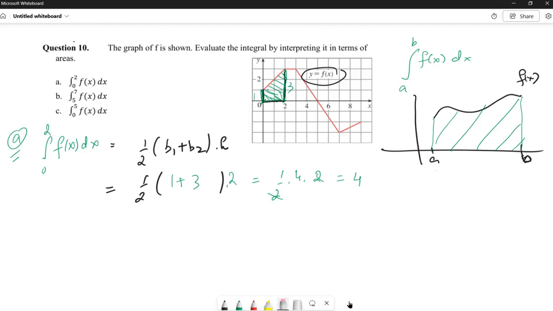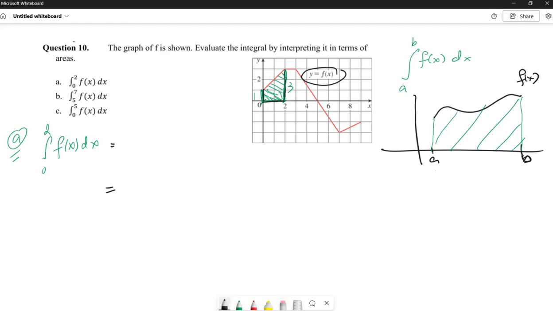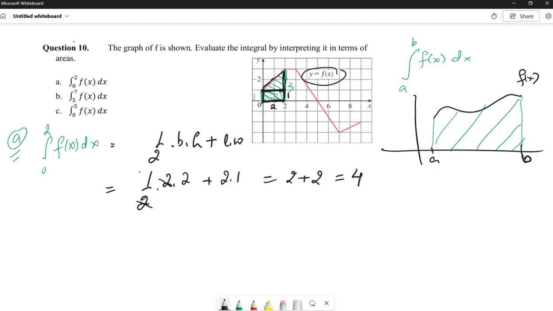Sometimes what happens is students don't remember the trapezoidal area formula. So you can also say I need to find this area. Even if I find the area of the triangle, which is half base times height, so half base 2 times height 2, plus the area of the rectangle, which is 2 times 1, length times width. So this is 2 plus 2. The answer for the first integral is 4.